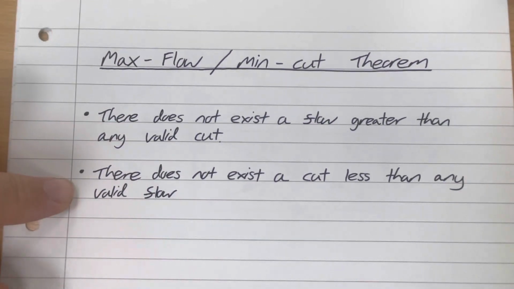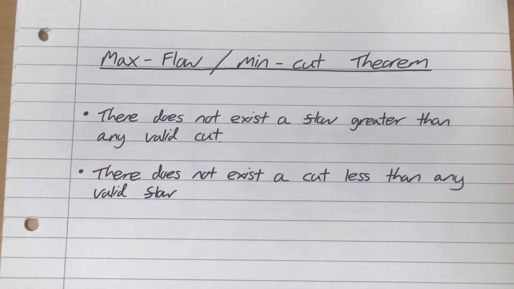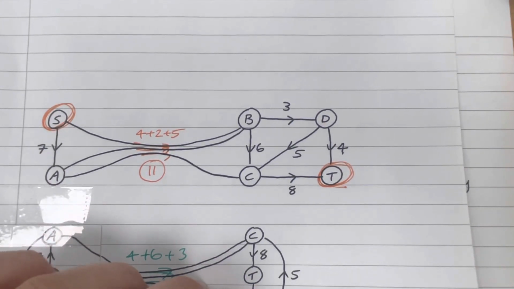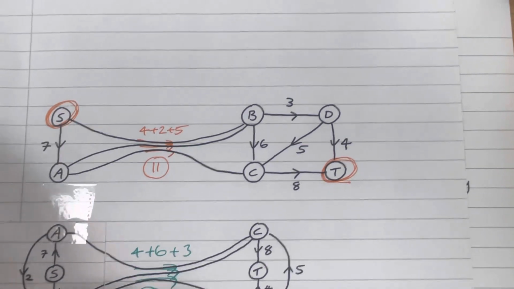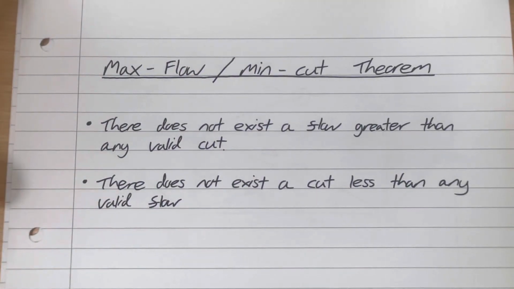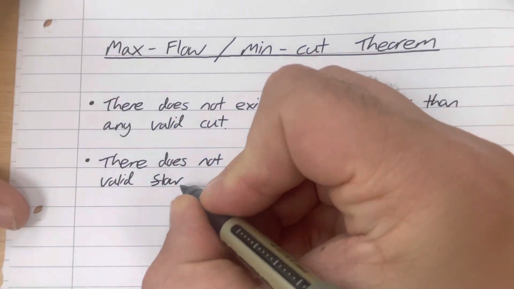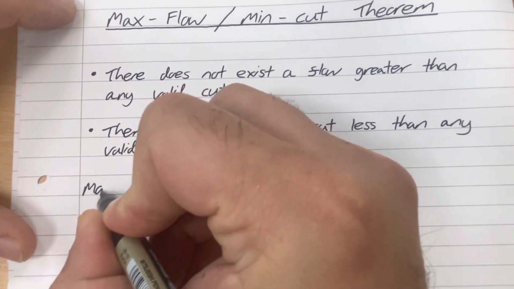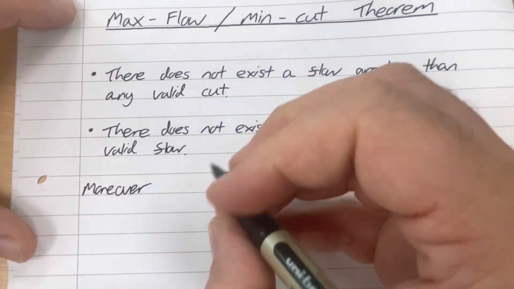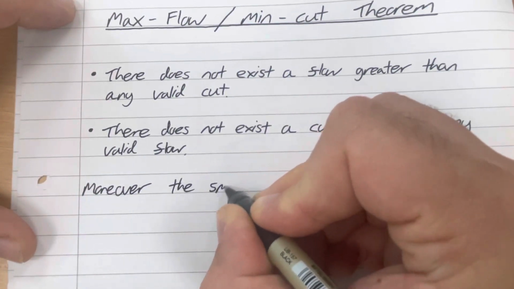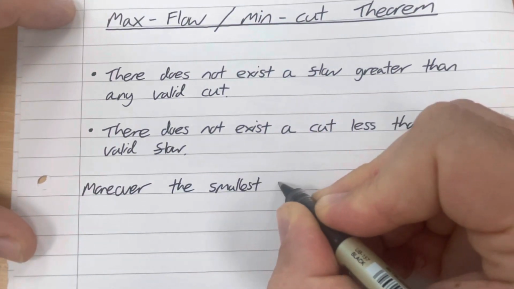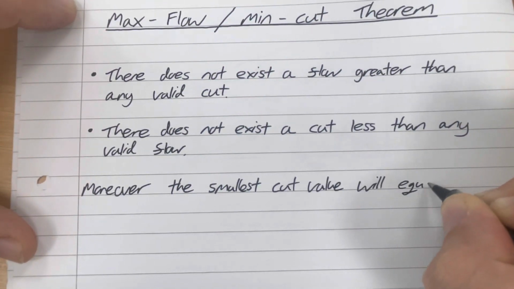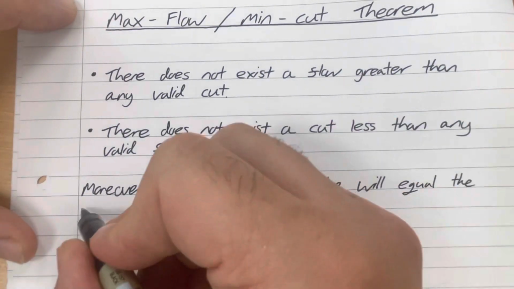But conversely, there does not exist a cut less than any valid flow. If we have a flow through a network, there's nowhere to pinch it such that you've got less than that flow going through it. So that is also a true statement and hopefully fairly obvious to you. What is not necessarily obvious, which is the actual theorem, moreover, is that the smallest cut value will equal the largest flow value.